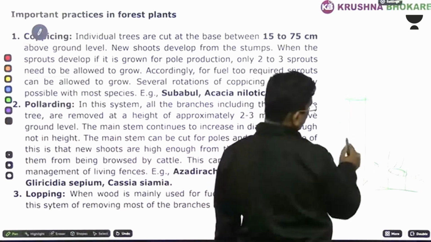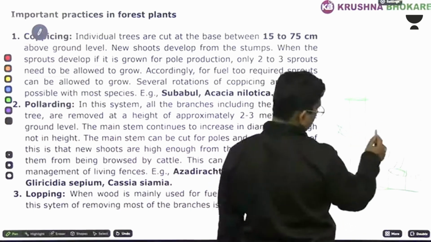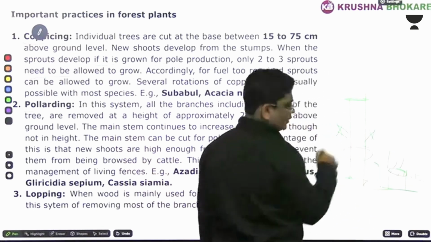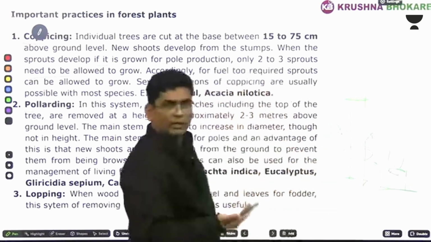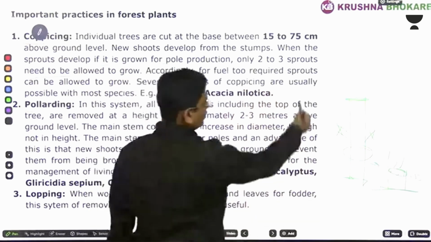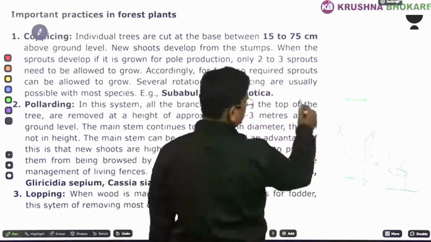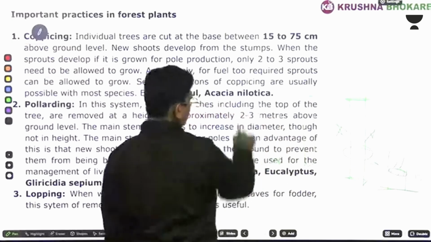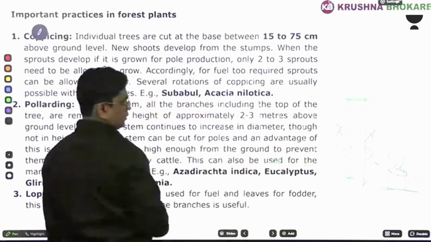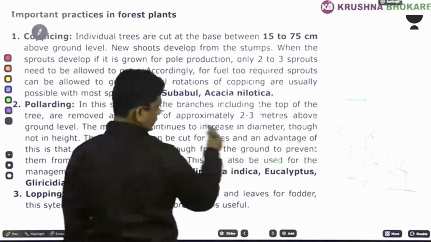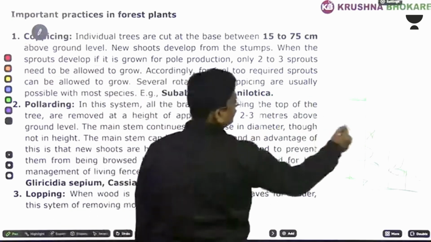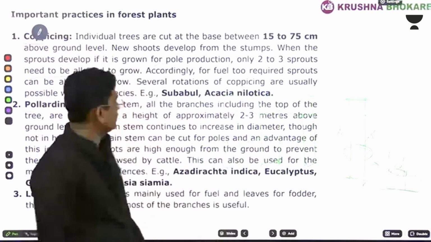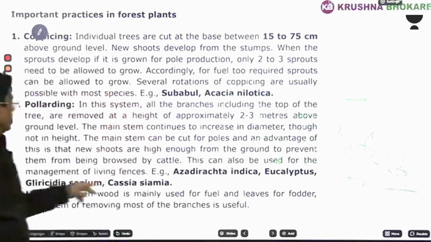They are removing the top and branches also, not allowing any branch to grow. Only the girth of this tree is allowed to increase every year. So there will be so many such trees without any top or branches. These trees act as a fence. We can put wire on them. This acts as a fence. It is called pollarding.